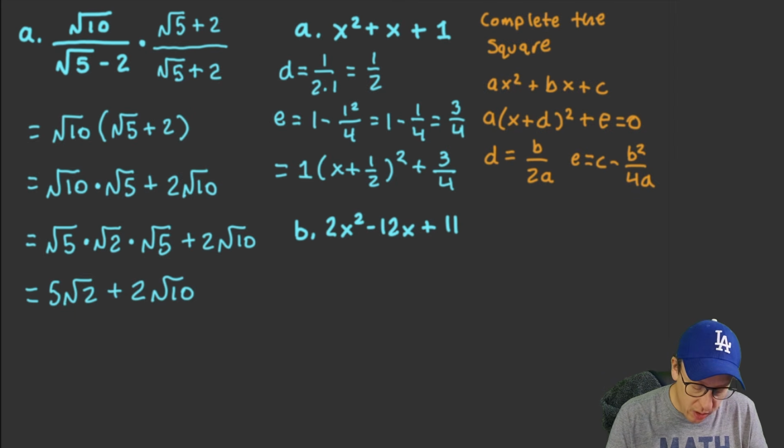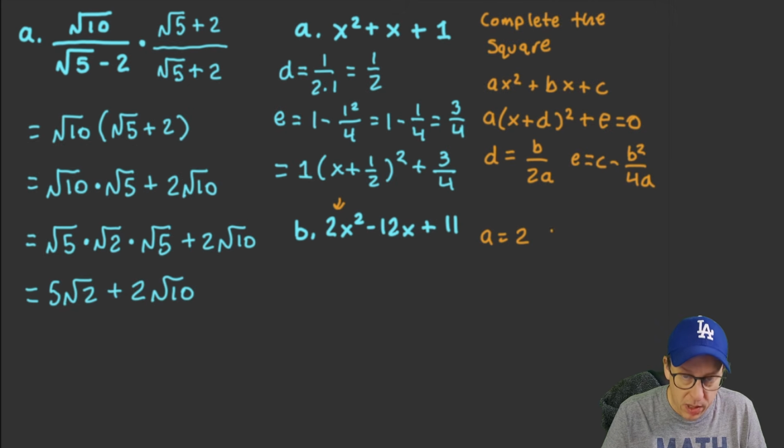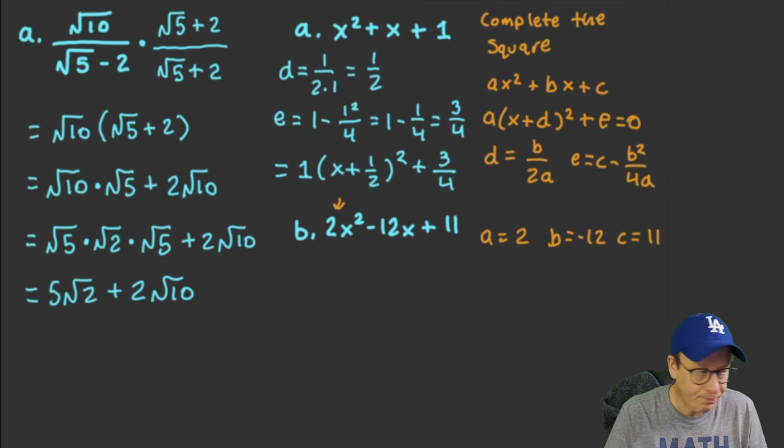Okay, so utilizing these same rules that we just utilized in the past for completing the square, we know that a is going to be equal to 2. Why? Because there it is. And b is equal to negative 12 for exactly the same reason. And c is equal to 11.